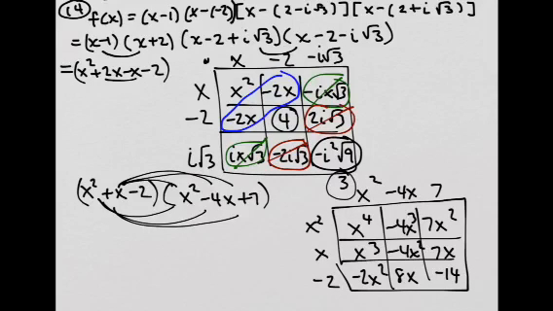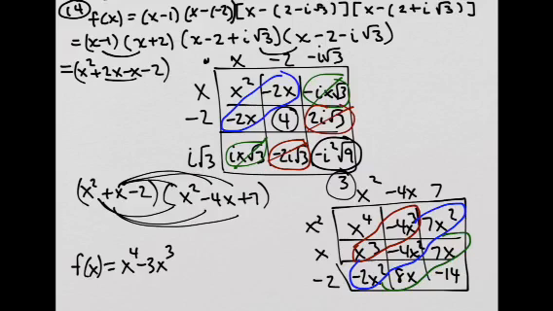So we have these two, and then we have these 3, and then we have these 2 right here as like terms. So your final answer would be f of x is x to the 4th minus 3x cubed plus x squared plus 15x minus 14.